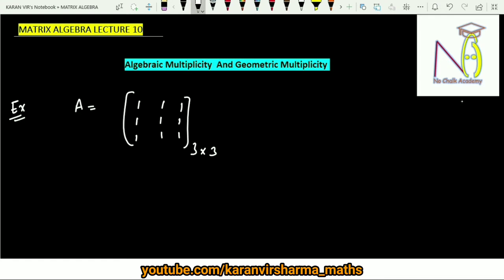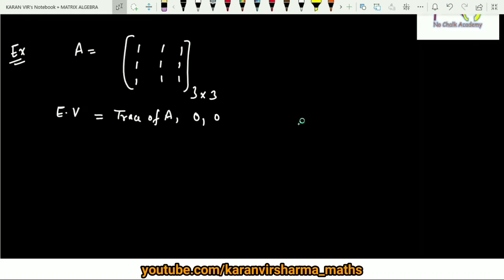Now clearly, as I have explained in my previous video lectures, this is a rank 1 matrix, so the eigenvalues in this case will be nothing but the trace of A, and the rest of the eigenvalues will be 0, and the trace in this case is 3. So the eigenvalues are 3, 0, 0. So these are the eigenvalues, and I am representing them as lambda i's.